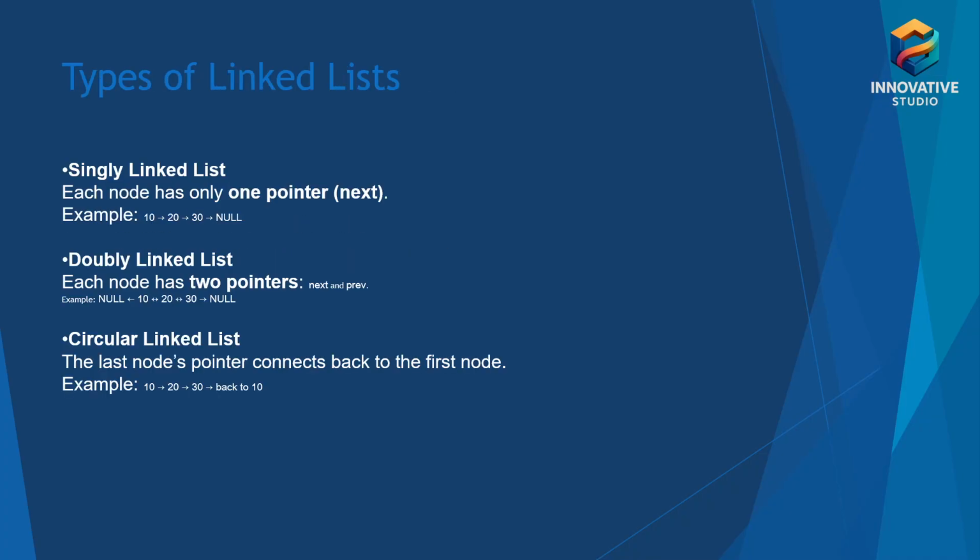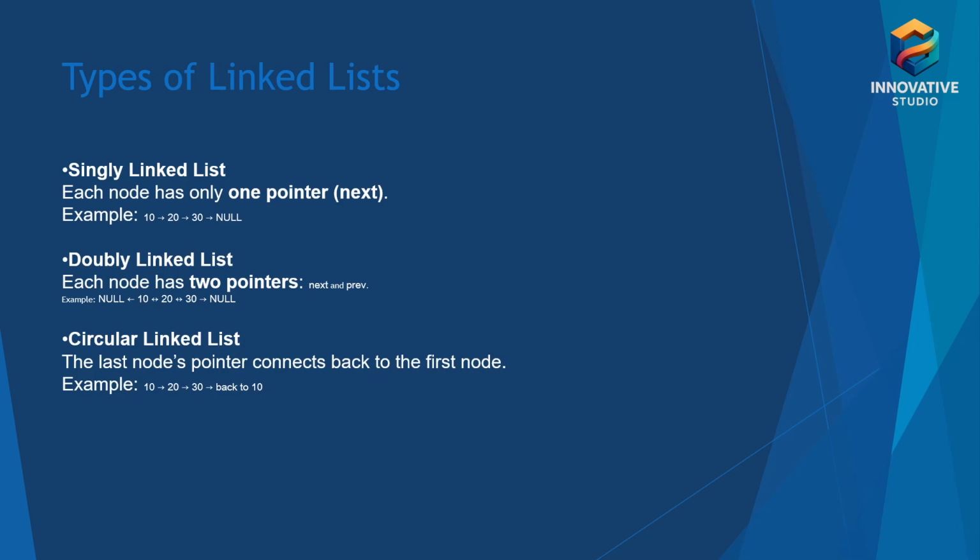So there are two types of linked list, guys. One is single linked list. Each node has only one pointer, next. For example, 10, 20, and 30 are the values and it ends with null. So it's the linear linked list. Single linked list has only a forward way.